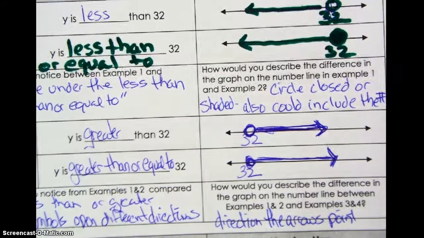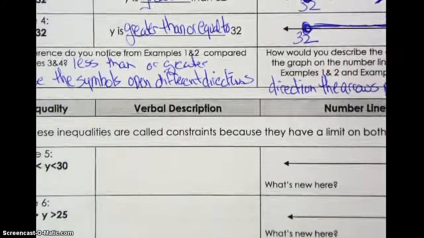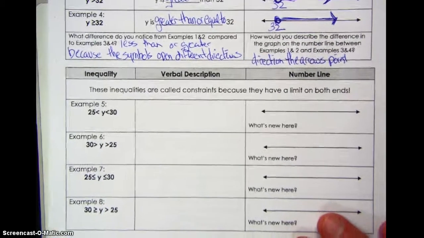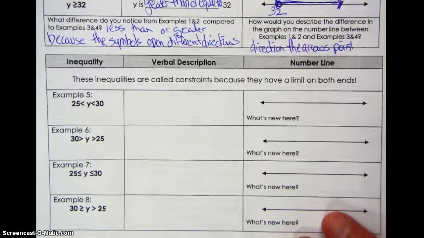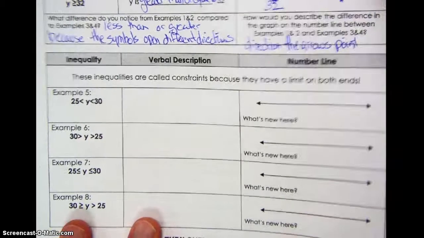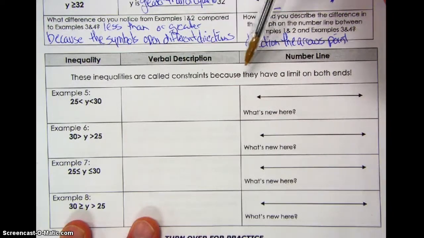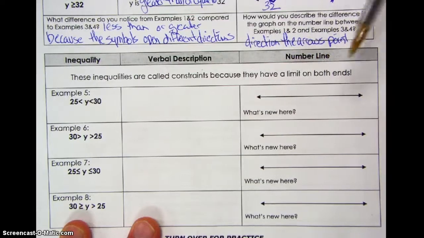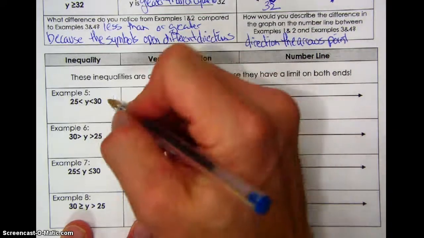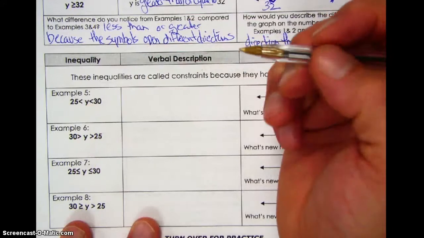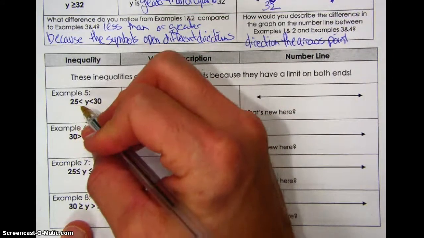Okay. All right, here we go. Moving down. Okay, so in this section, for these examples, these inequalities are called constraints because they have a limit on both ends. In other words, well, let's just look at one. So let's write a verbal description for this constraint. Who thinks they can say this?